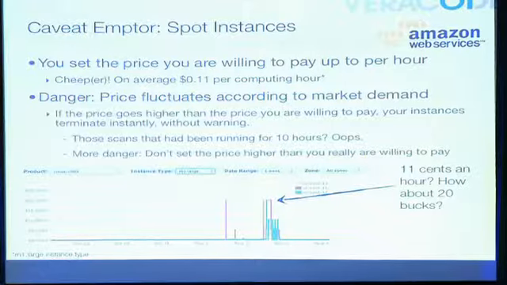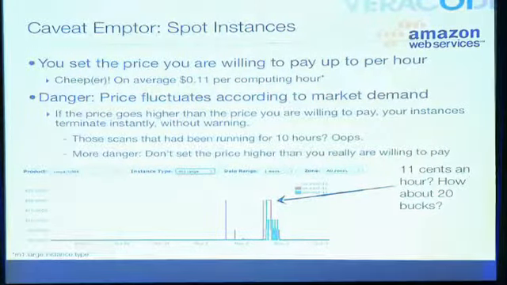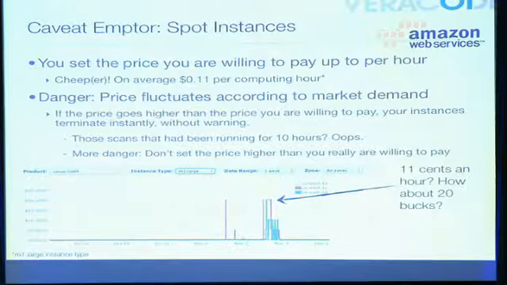Well, occasionally you get these weird market fluctuations. Even though you're paying maybe 11 cents and the market going rate for that image is 34 cents, suddenly somebody decides they need a lot of computing power from Amazon, and you get these spikes. It can go from 11 cents an hour to $20 an hour. The other day I saw it go up to $99 an hour, right?